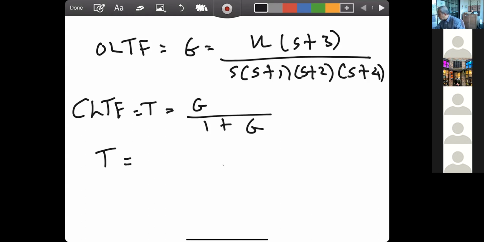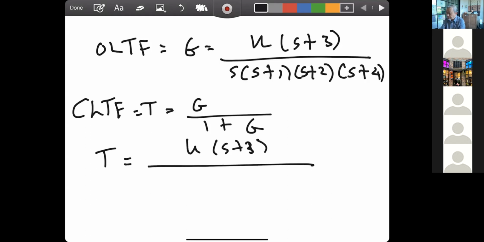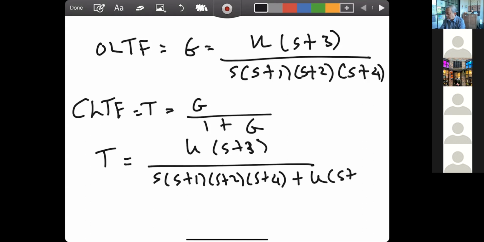Syahin. Closed loop transfer function. Where is it? This one is the closed loop transfer function.